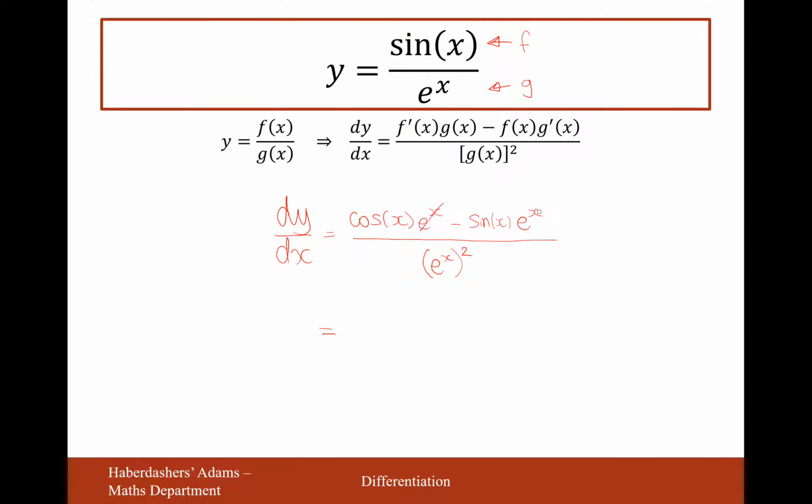We can cancel out an e to the x on top and bottom here, so that's going to give us cos x minus sine x over e to the x. Lovely, there we are, that's the derivative of this function.